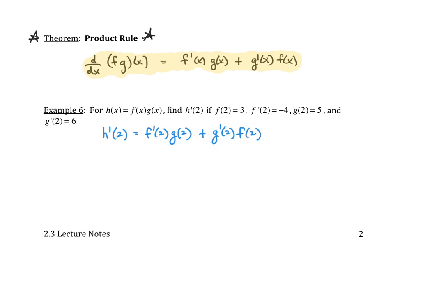Now, since they tell me what each of these numbers are, if I carefully substitute, I can get the answer. So f prime of 2 looks like that's -4, and g of 2 looks like that's 5, and then g prime of 2 looks like that's 6, and f of 2 looks like that's 3. So when I simplify, this is going to be -20 plus 18, which gives me -2.